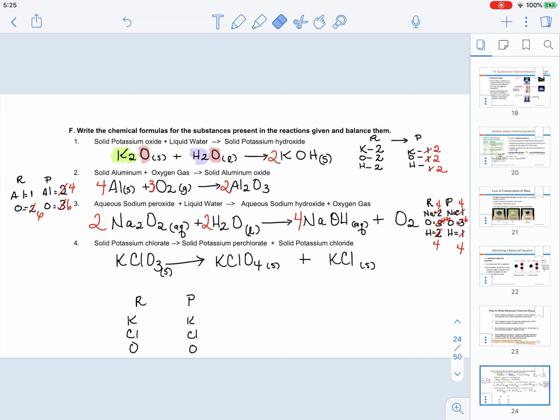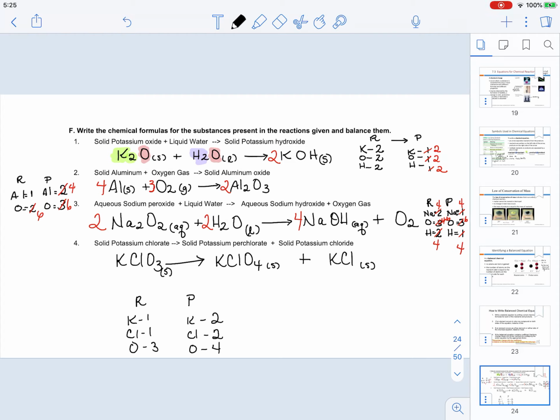So taking that into consideration, I'm going to make my list. Potassium, I have 1 of them. Chlorine, I have 1 of them. Oxygen, I have 3 of them. Now, on the product side, I have 2 potassiums, I have 2 chlorines, and I have 4 oxygens.